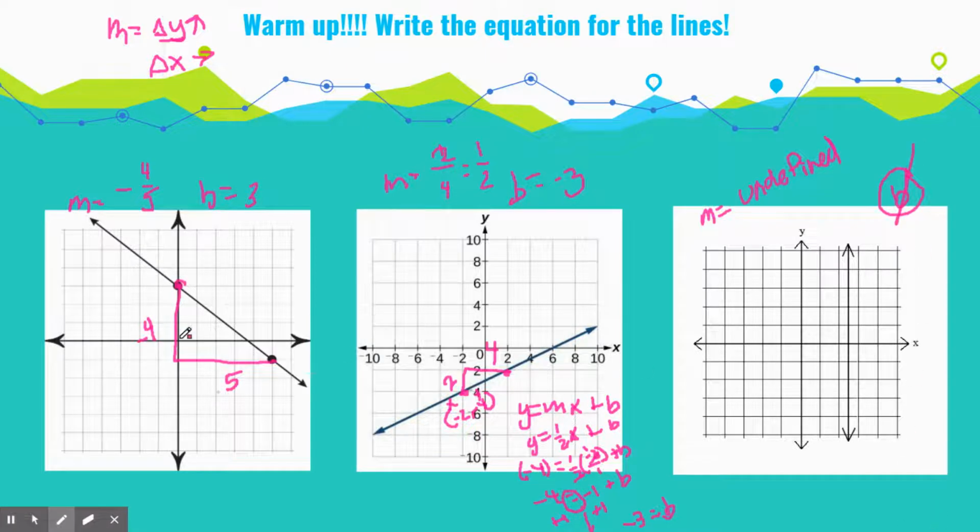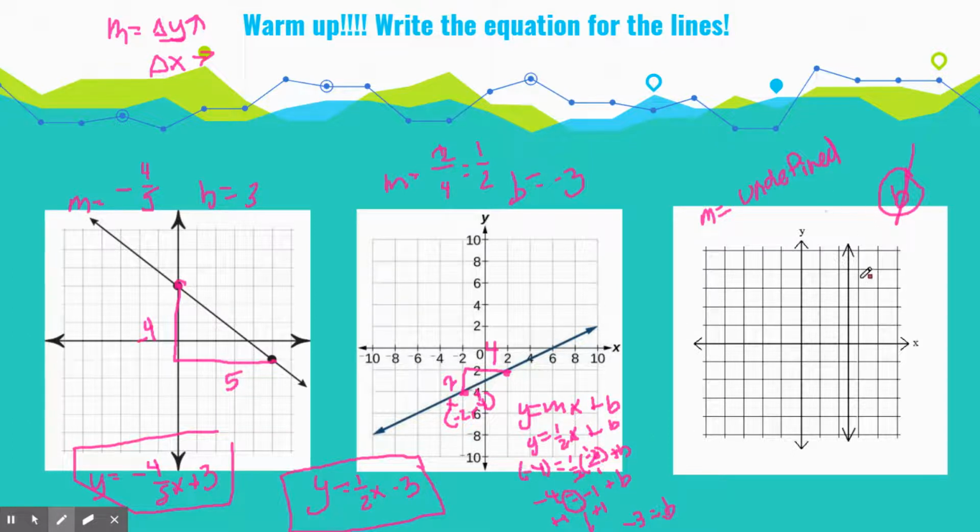Okay, so now let's put our equations together. y equals mx plus b. We know m for this one is negative 4 over 5 x plus 3. So there's our first equation. So now let's go over here. I have y equals 1/2 x minus 3.